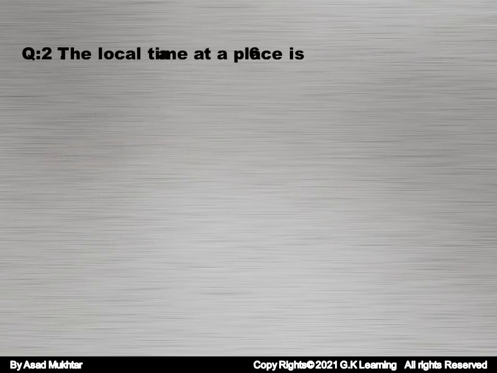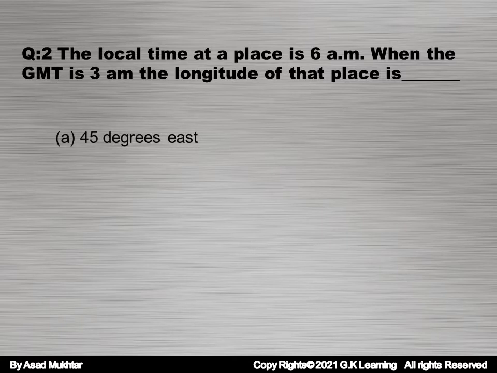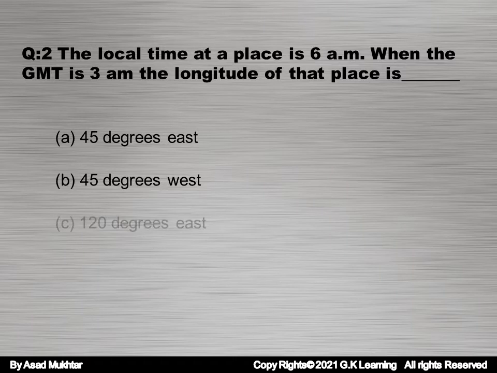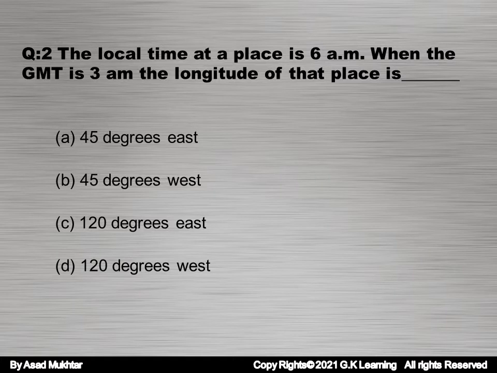The local time at a place is 6 a.m. when the GMT is 3 a.m. The longitude of that place is 45 degrees east, 45 degrees west, 120 degrees east, 120 degrees west. The answer is 45 degrees east.